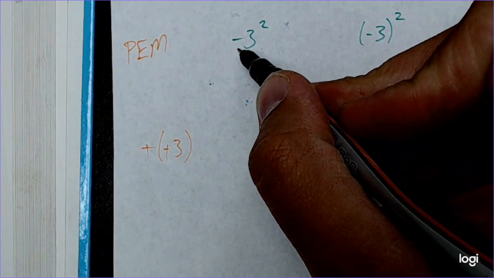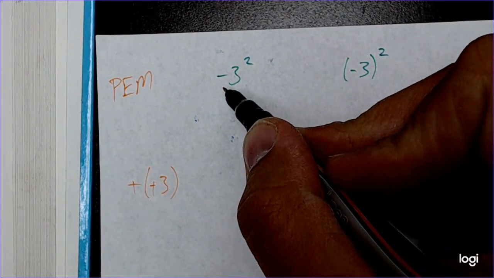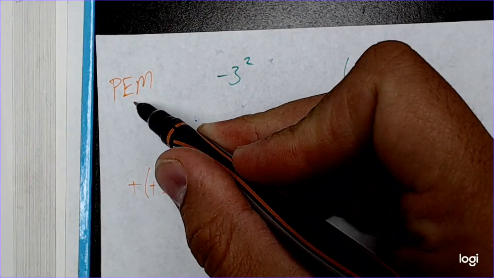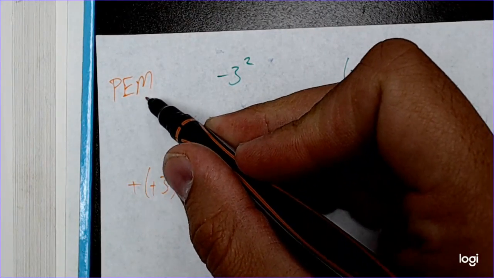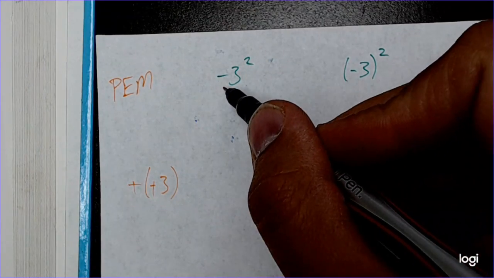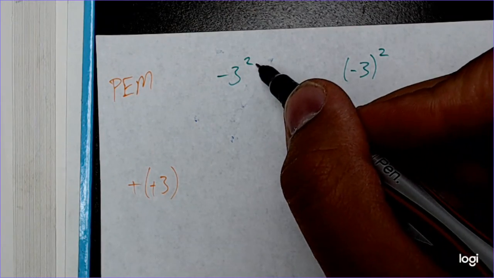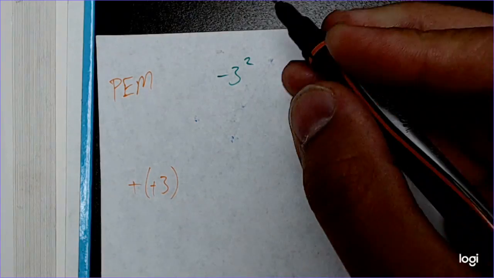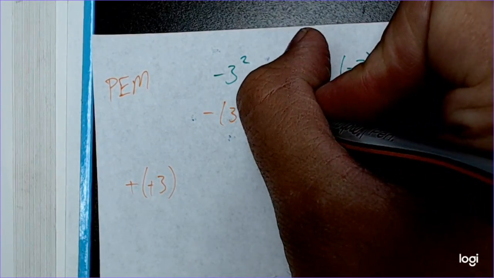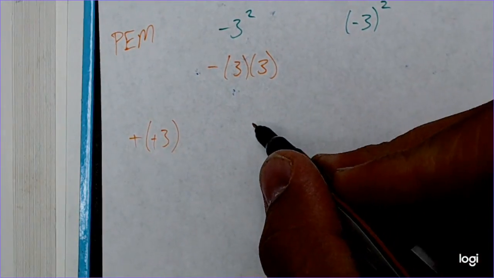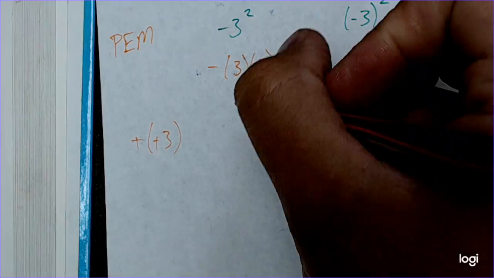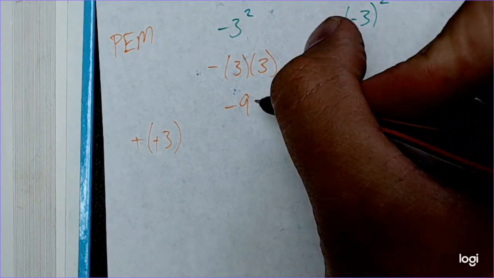And that's important because remember we've got PEM. Now, if we have negative times 3, what takes precedence? The negative or the exponent? The exponent does because it comes first. So I have to do the exponent before I multiply. So what happens in this case is I don't do negative 3 times negative 3. I do 3 times 3. So what this problem becomes is negative 3 times 3. So I do the exponent first. 3 times 3 gives me 9. So this is going to be negative 9.